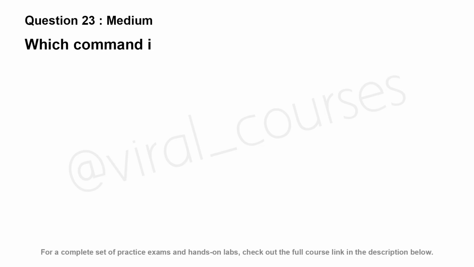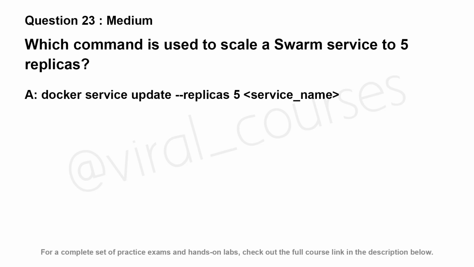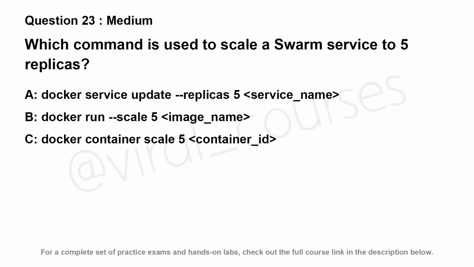Which command is used to scale a swarm service to 5 replicas? Option A. docker service update --replicas 5 <service_name>. Option B. docker run --scale 5 <image_name>. Option C. docker container scale 5 <container_id>. Option D. docker update --scale 5 <service_name>.